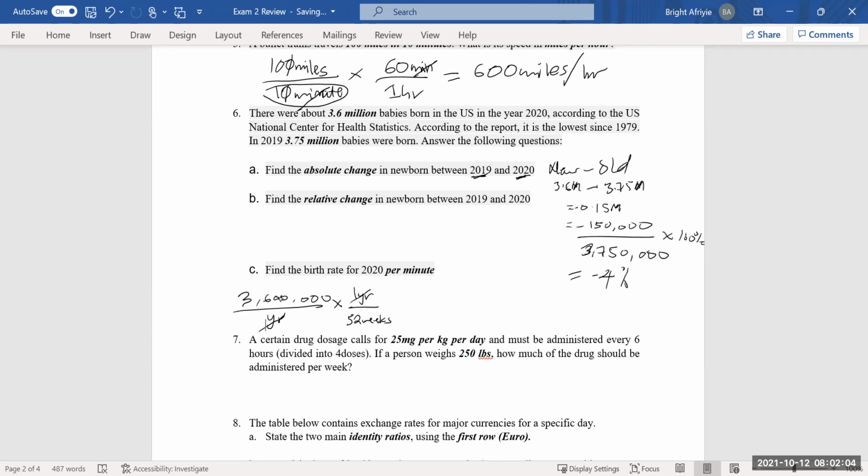Now this takes care of that. So we know the birth rate per week, but that's not our goal. We have to do second. So we'll go again and do 1 week.